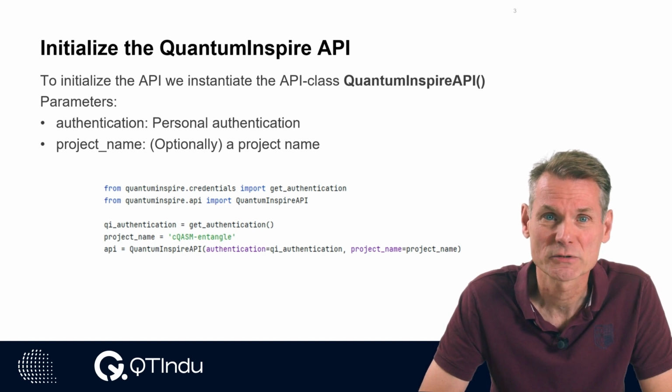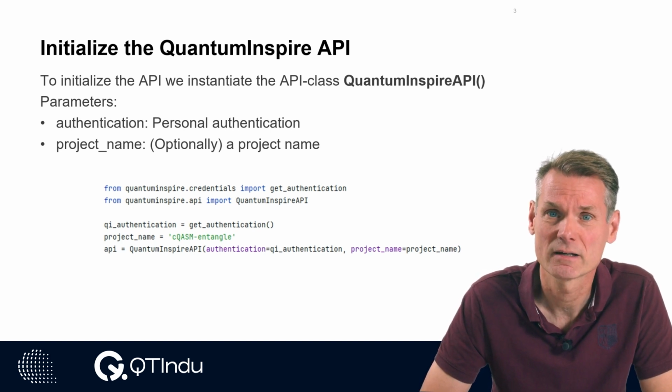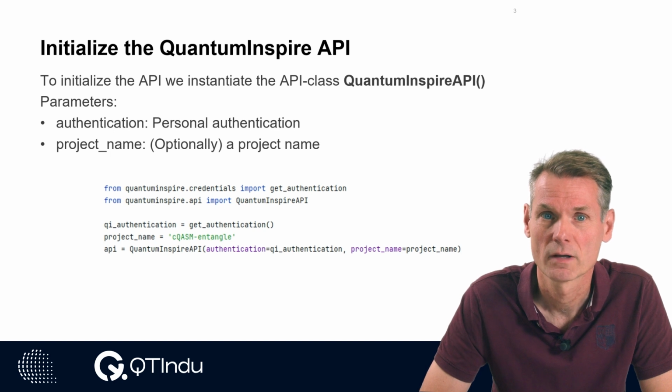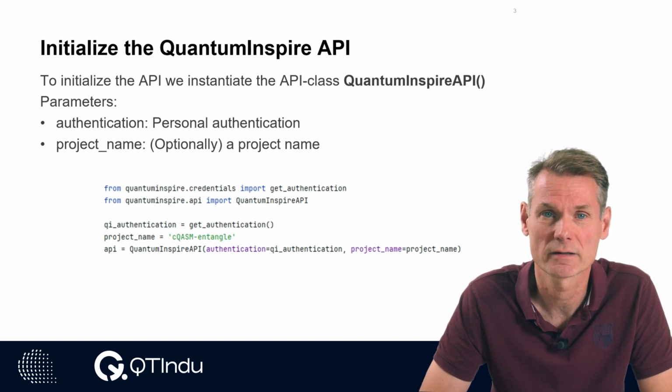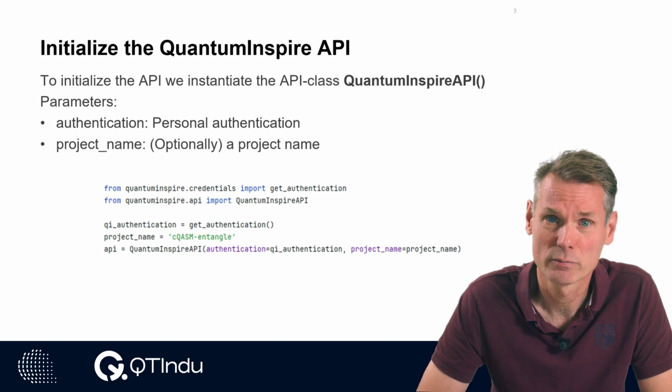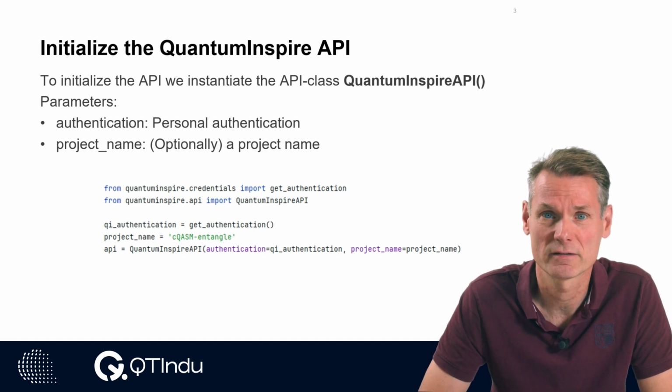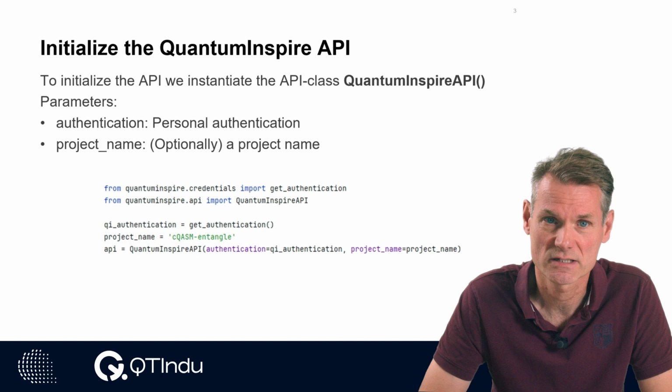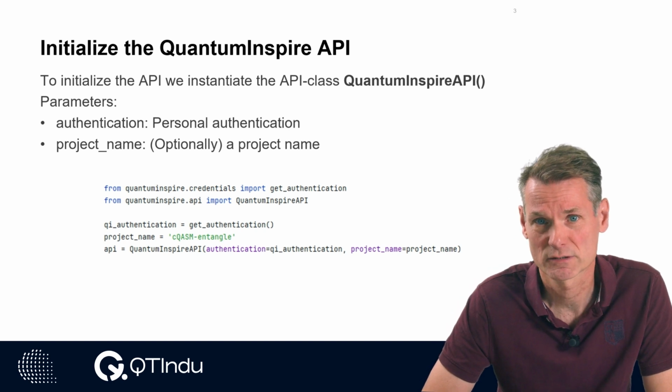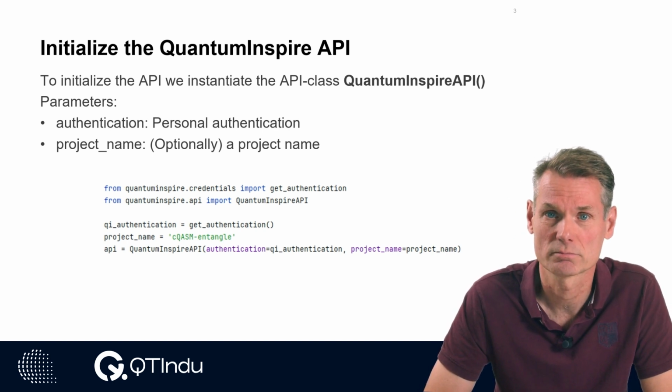The second optional parameter is requiring a project name. The algorithm and results are saved under this project name in Quantum Inspire and enable later inspection via the web interface. There is no need to change the project name each run. When a project name is used, the runs are collected under the same project. In Quantum Inspire, these runs are called jobs.